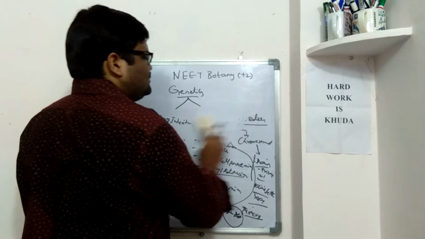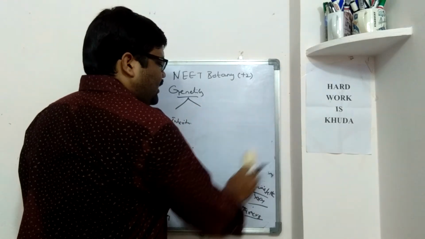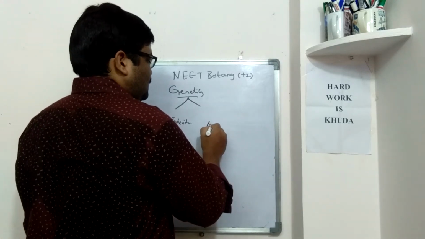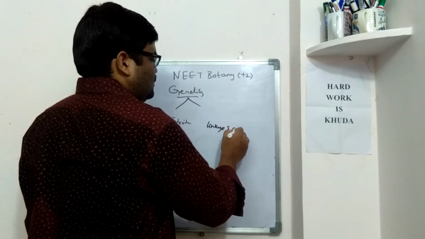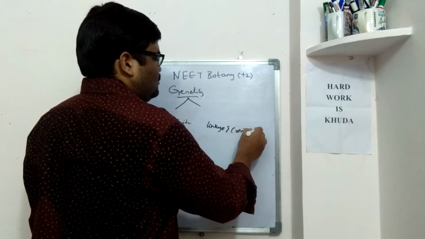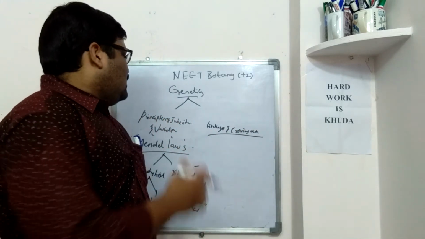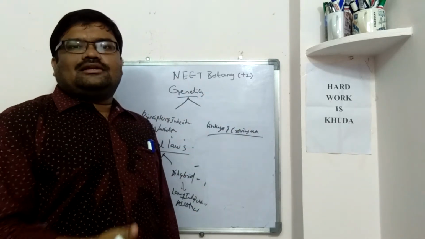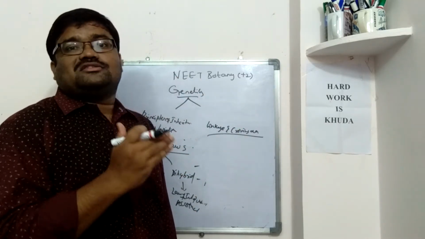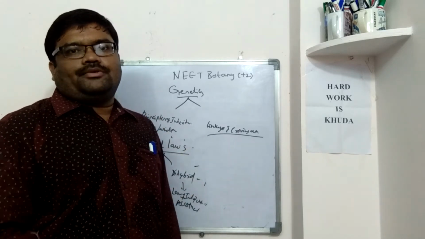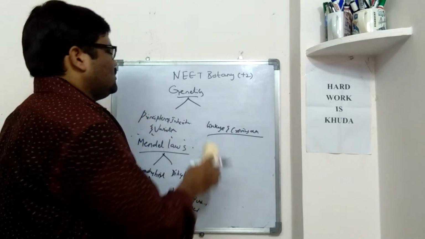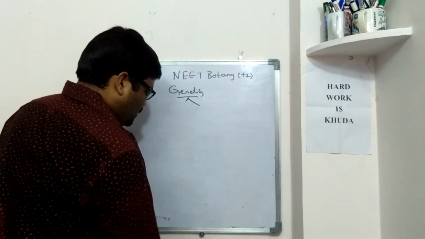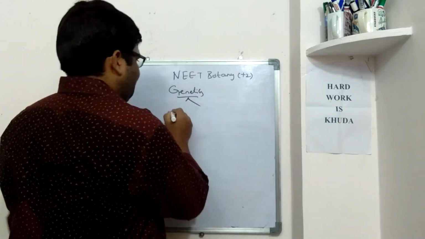Apart from these things, other aspects like linkage and crossing over we have to cover. Under principles of inheritance and variation, these are the broad major topics that we have to focus on much more compared to other topics. And with respect to the molecular basis of inheritance.